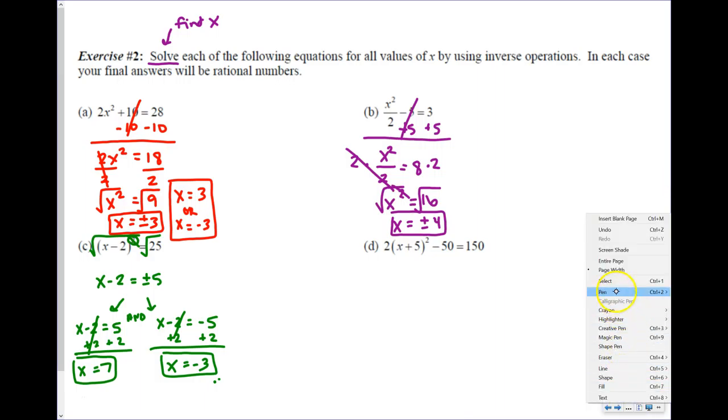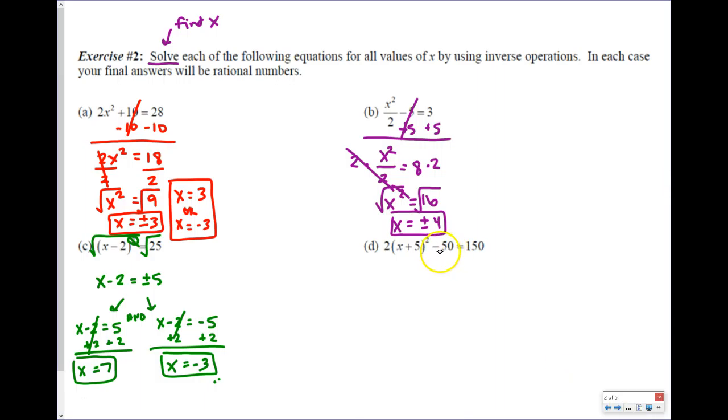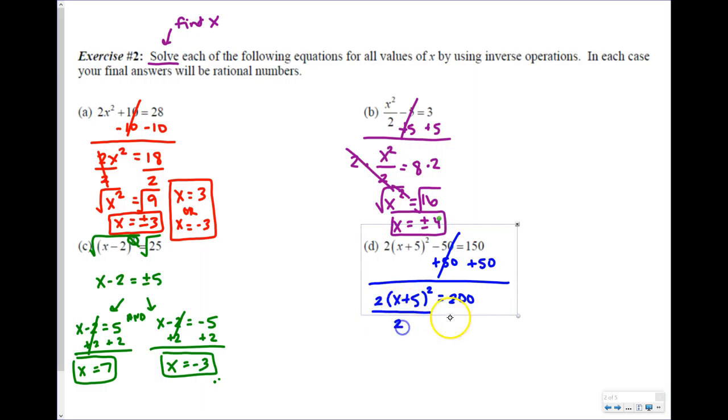So this next example looks similar, except we have this minus 50, so we're going to get rid of this 50 first and add 50 to both sides. The 50s cancel out, and I'm left with 2 times x plus 5 squared equals 200, because 150 plus 50 is 200. Now, don't square root both sides yet. First, you're going to get rid of this 2 by dividing it away. That will get rid of the 2, because that cancels out to a 1. And I have x plus 5 squared equals 100.